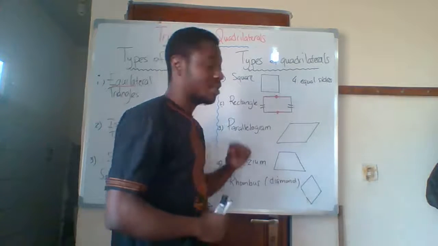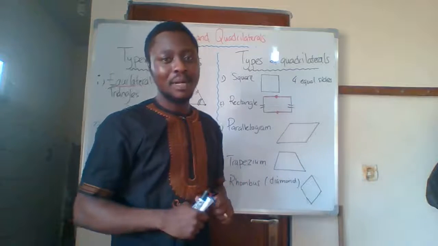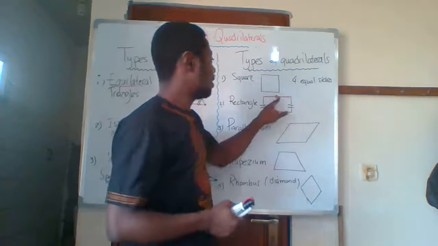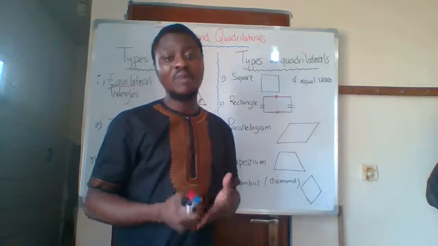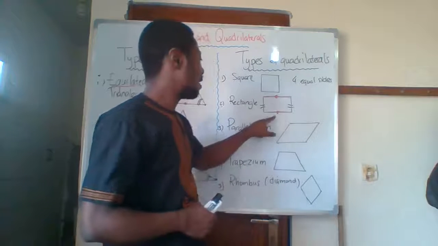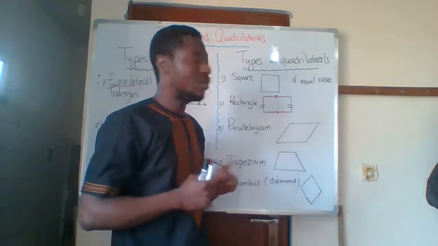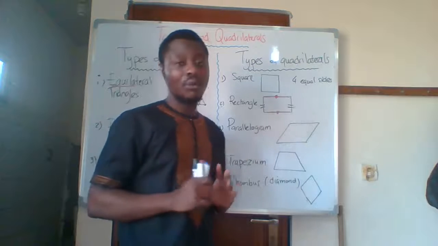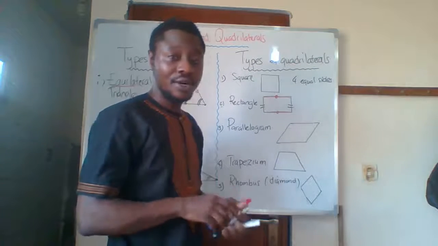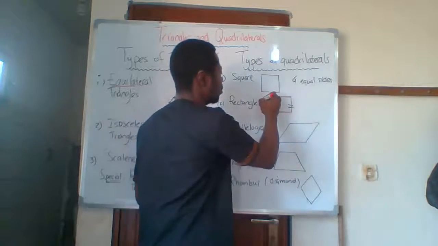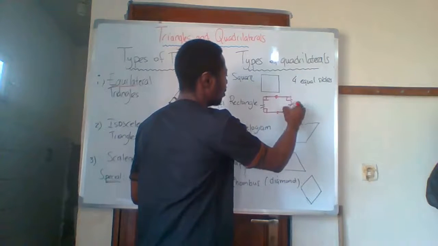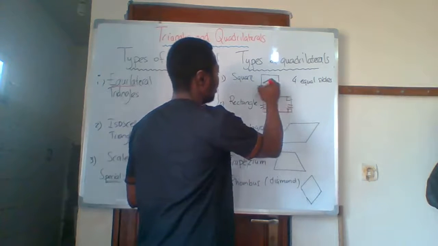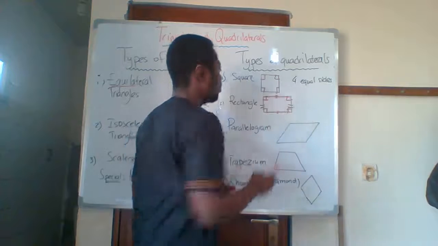Now, a rectangle is a type of square, but the difference here is there are two equal pairs of sides. These two sides are equal, and these are equal. And a rectangle makes square corners. There's a square corner, a square corner, a square corner, a square corner, like in a square.